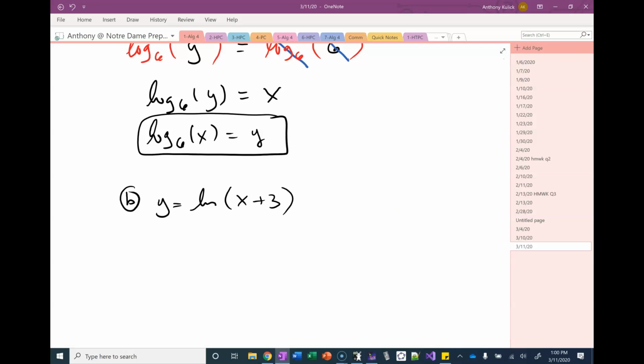So let's say we have the equation y equals the natural log of x plus 3. Remind me again, what is the base for the natural log? E. Remember we defined that just a few moments ago. Okay. So what do we need to do to both sides of this equation to cancel out that log base E? We're going to use the exponent base E. Very good.